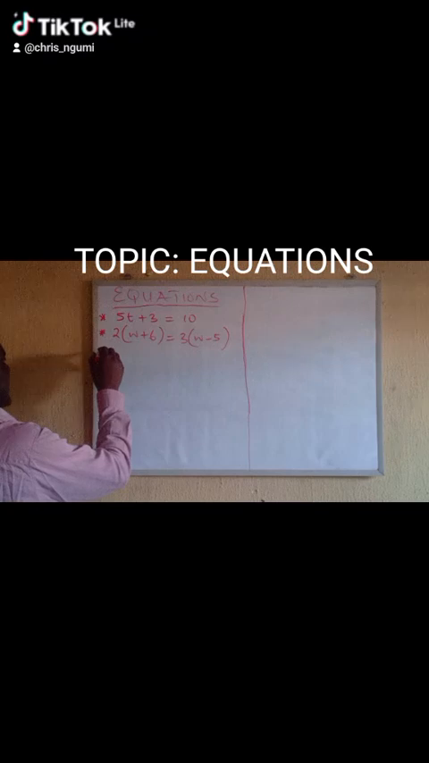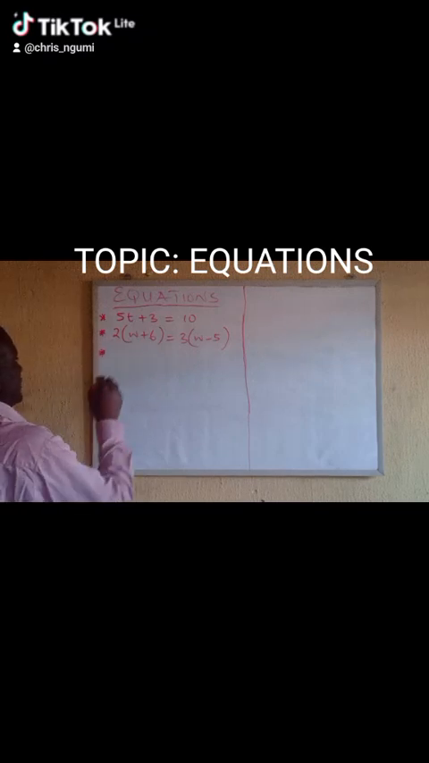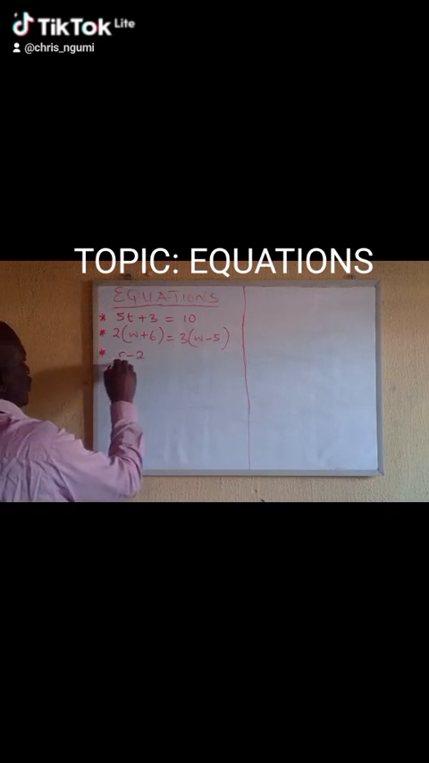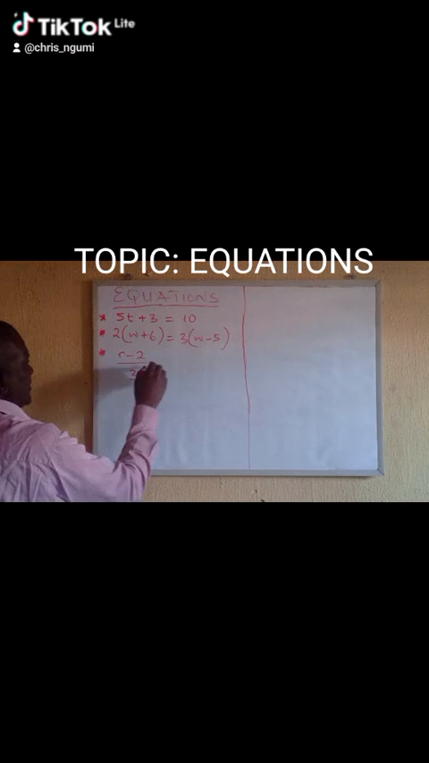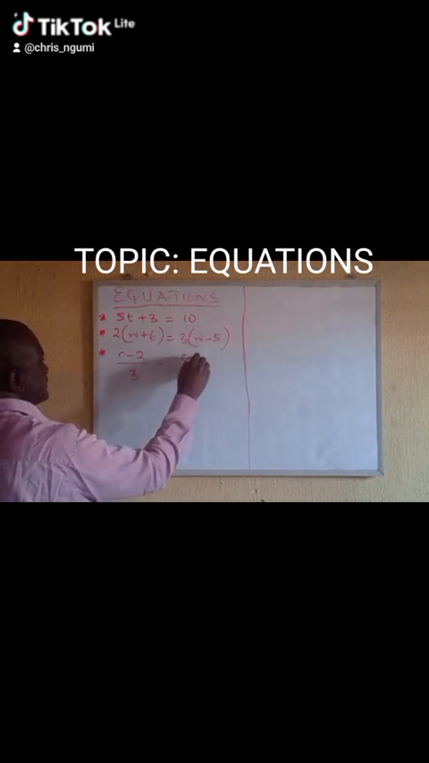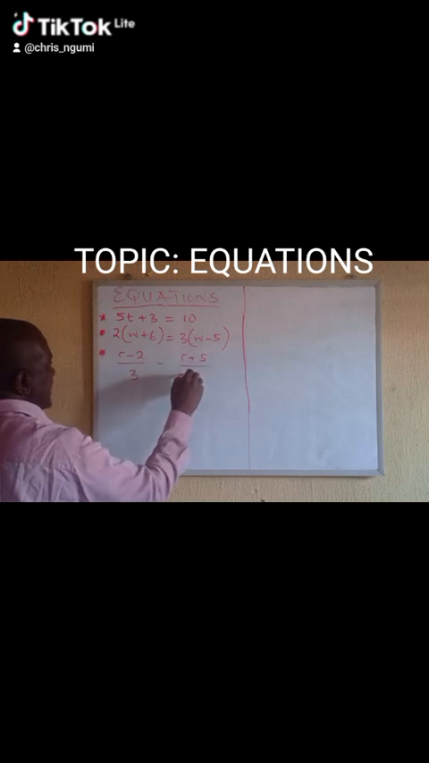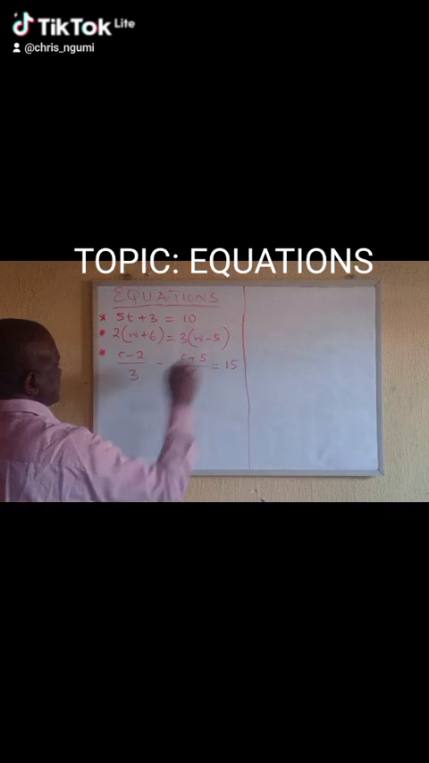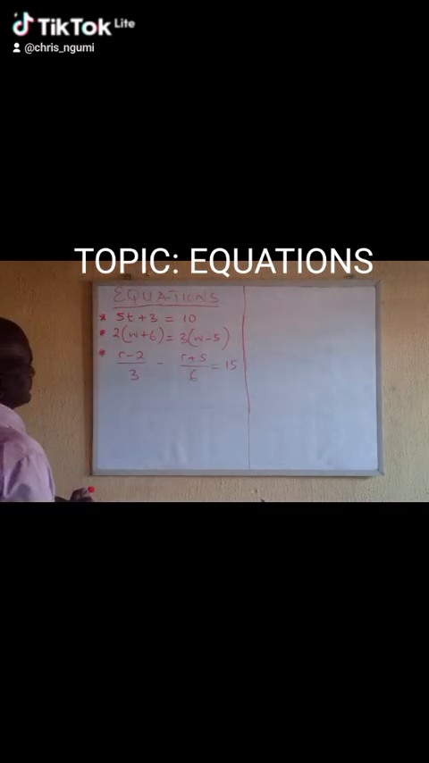Then the last one is equation with fraction. Let's say we have (r - 2)/3 - (r + 5)/6 = 15. This last form is equation with fraction.